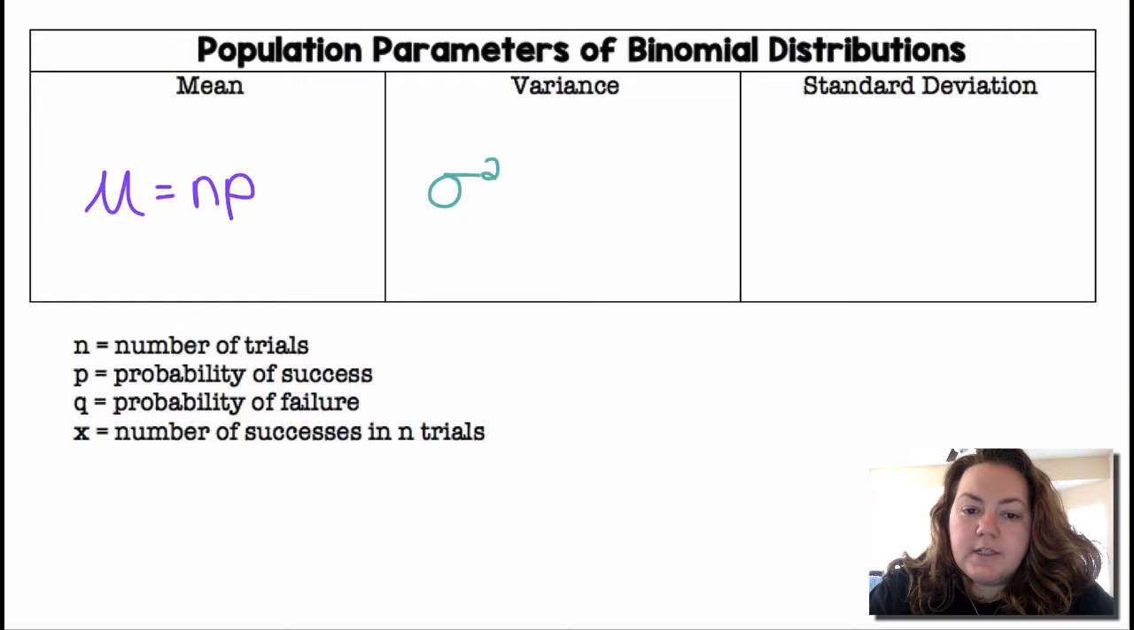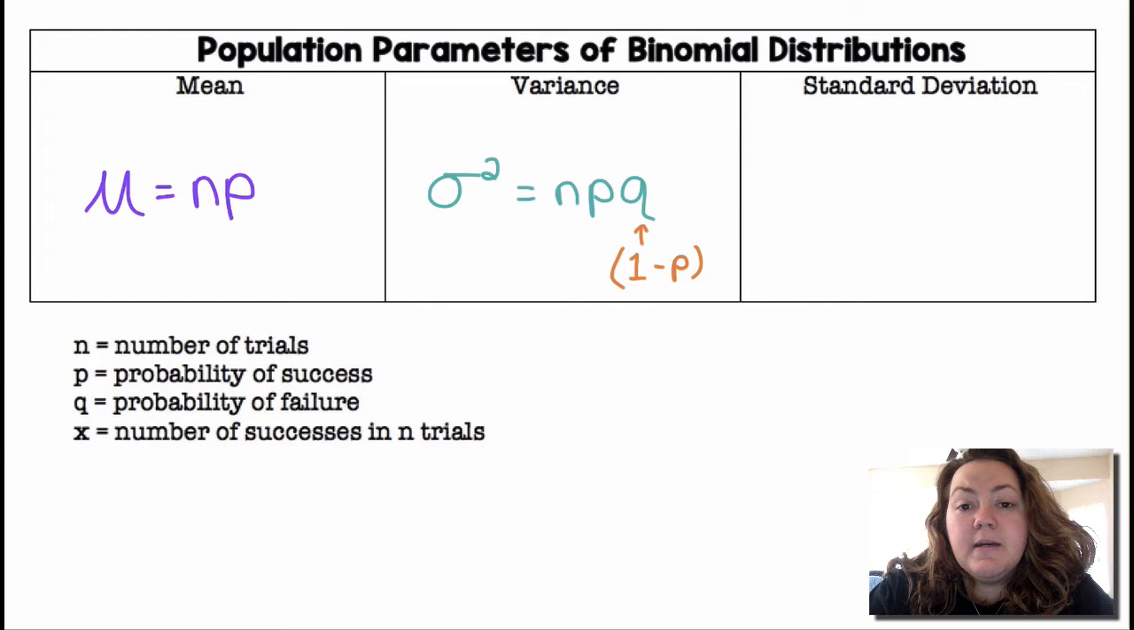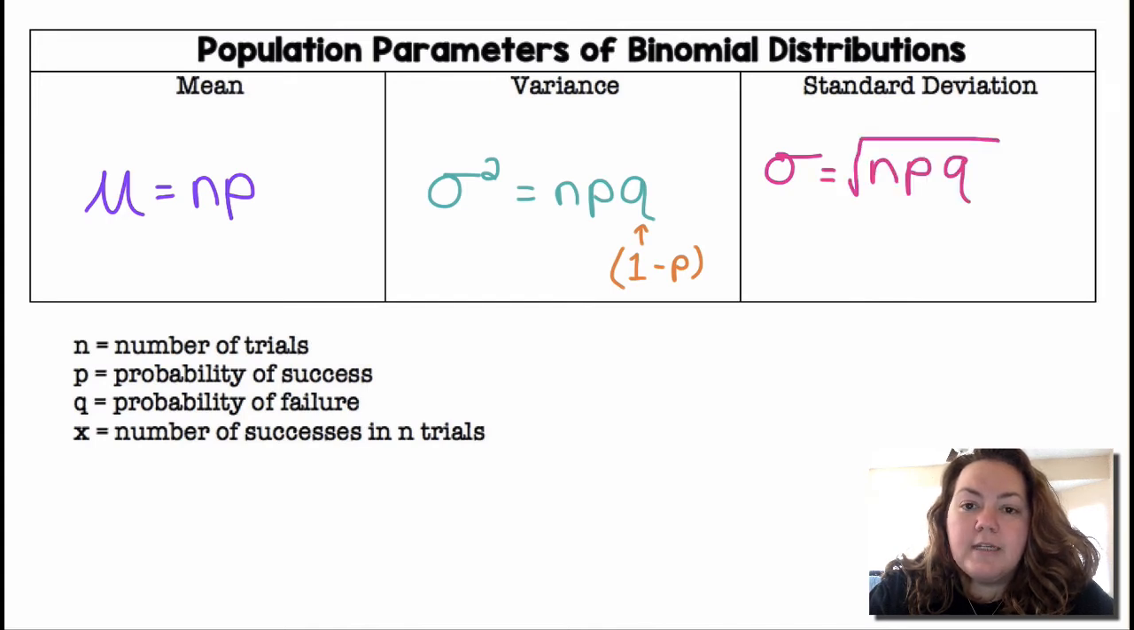The variance, which is the standard deviation squared, is equal to n times p times q. And q is really 1 minus p, so you might see the formula as n times p times 1 minus p instead of q. Some textbooks and resources will use q, some will use 1 minus p, so I will use a mix of both since I'm not sure which they'll use on your exam at the end of the year. Again, n is the number of trials, p is the probability of success, q is the probability of failure. And the standard deviation is just the square root of the variance, so it would be the square root of n times p times q.